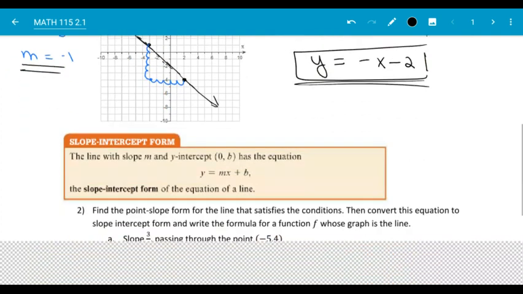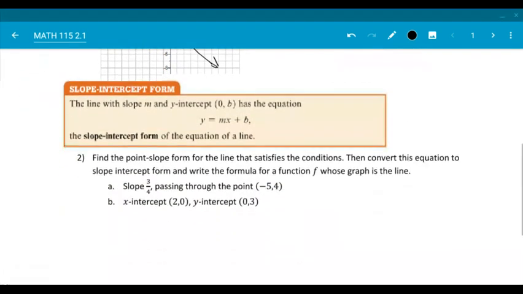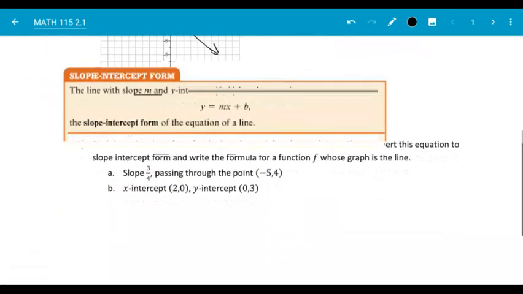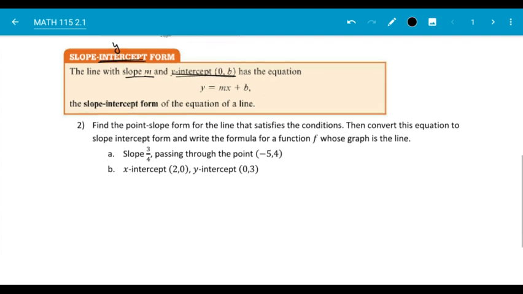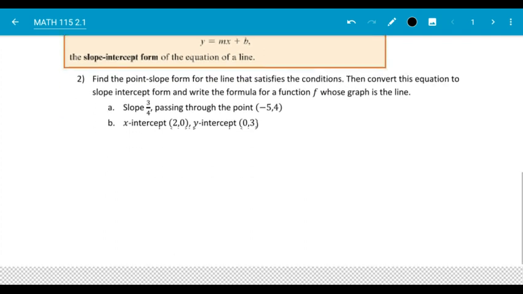Then again, the one we've been using a little bit, and the one you guys typically spout off that you've got the easiest memorization on, is y equals mx plus b. That's called the slope-intercept form because you specifically have to know the y-intercept to get that equation. M is the slope, and the y-intercept is b. So they ask us to find the point-slope form for the line that satisfies the conditions, then convert this to slope-intercept form and write it as a function.